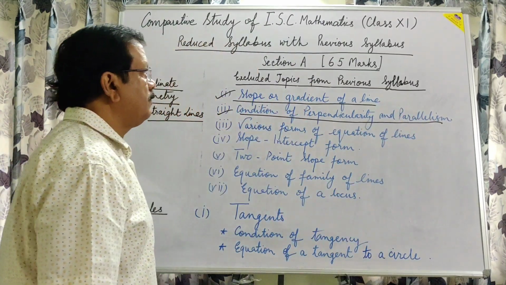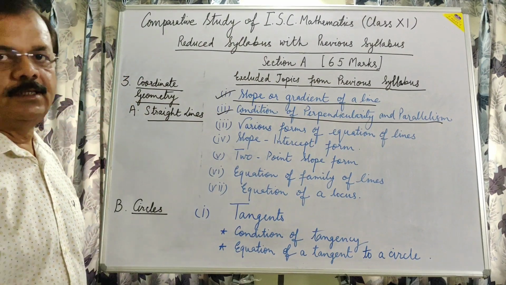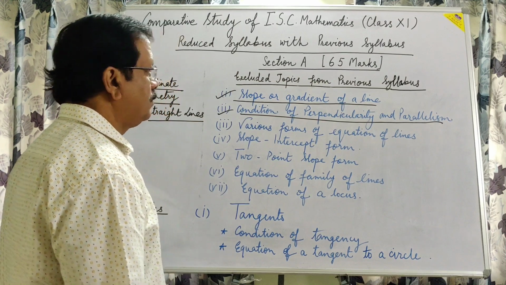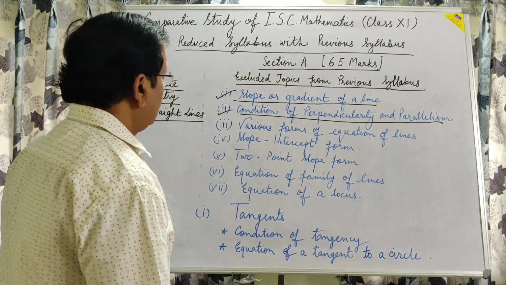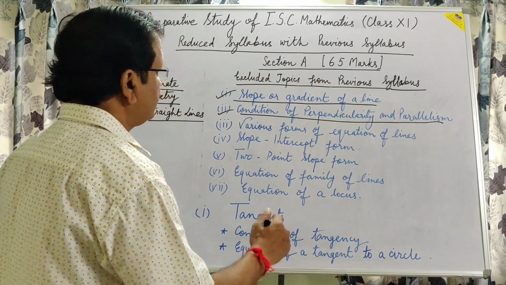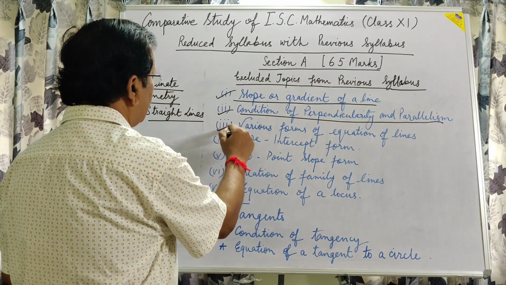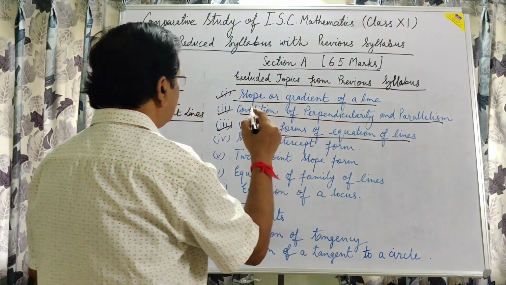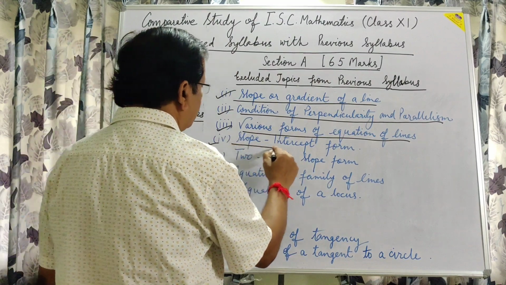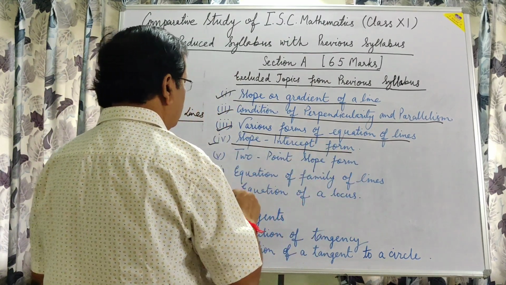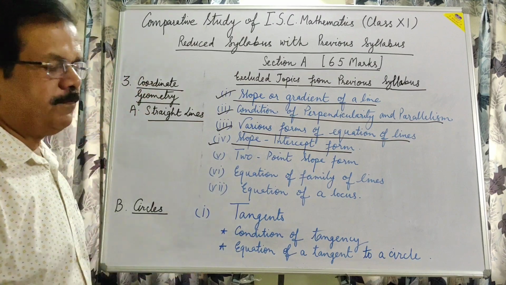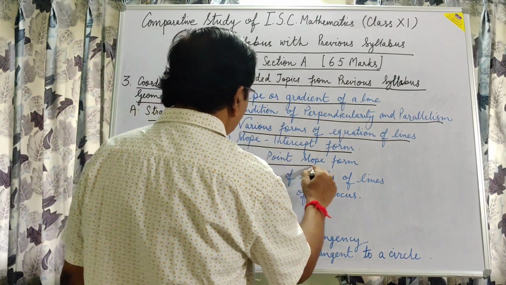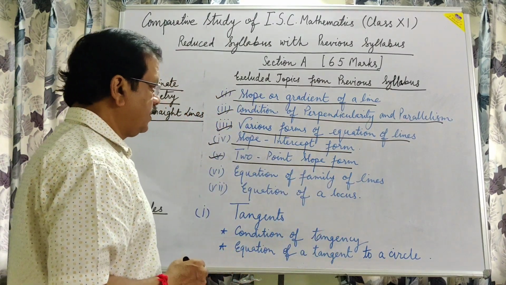excluded from the previous syllabus, though you already studied these two subtopics in class 10 in detail, and that is why this topic is not required here. Third subtopic from the chapter straight line, various forms of equation of lines. Fourth subtopic, slope intercept form, this also you studied in class 10. And fifth subtopic, 2-point slope form, this also studied in class 10.